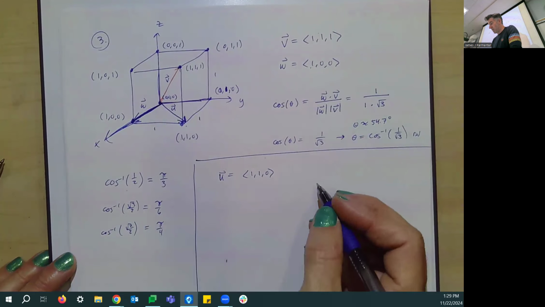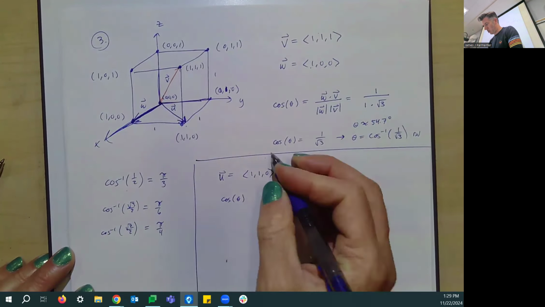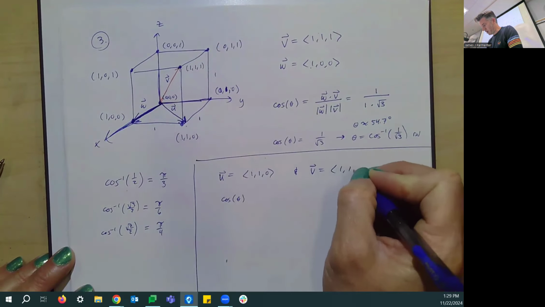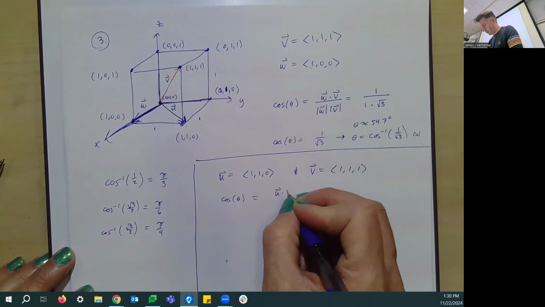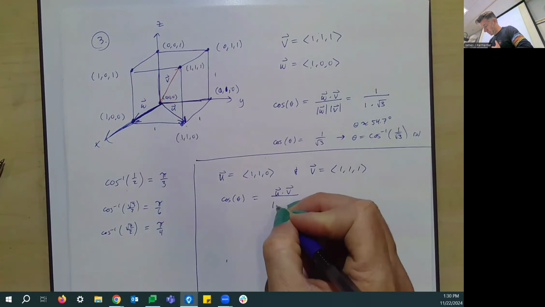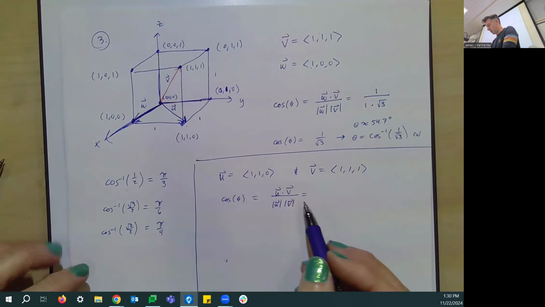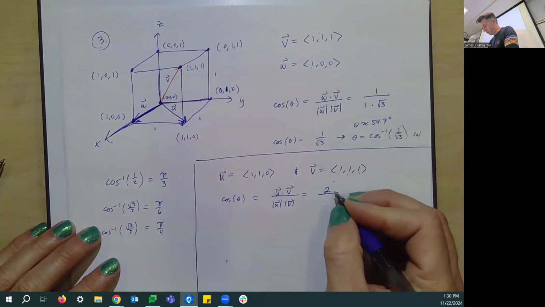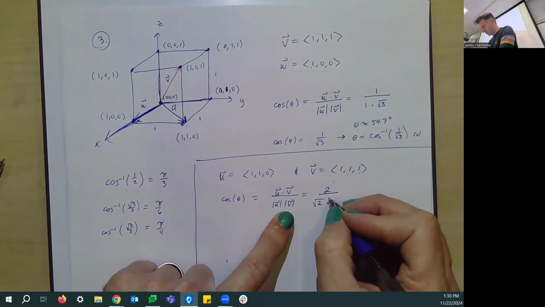And then over here, same idea. We're going to find cosine of the angle between u and v. Same way. It's going to be the dot product of u and v divided by the magnitude of u times the magnitude of v. So the dot product now is going to be 1 plus 1 plus 0 over the magnitude of u, which is the square root of 2, and the magnitude of v, which is still the square root of 3.